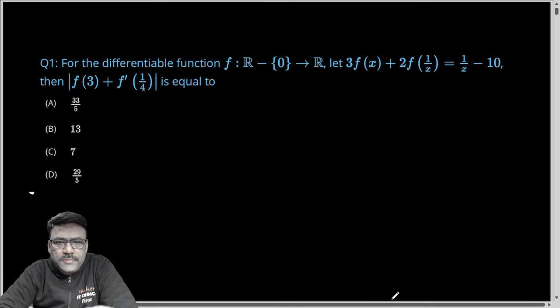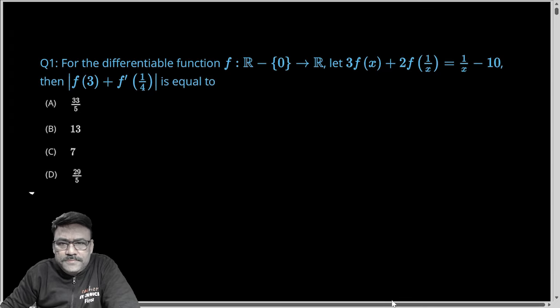The question is from functions and differentiation. You are given a functional equation: 3f(x) + 2f(1/x) = x - 10. Then you have to find |f(3) + f'(1/4)|. So you can see that you have an equation in f(x) and f(1/x).